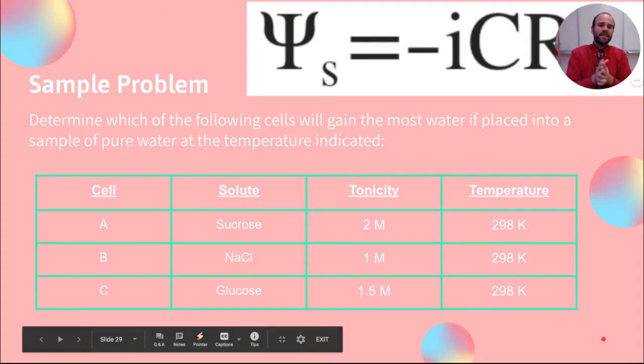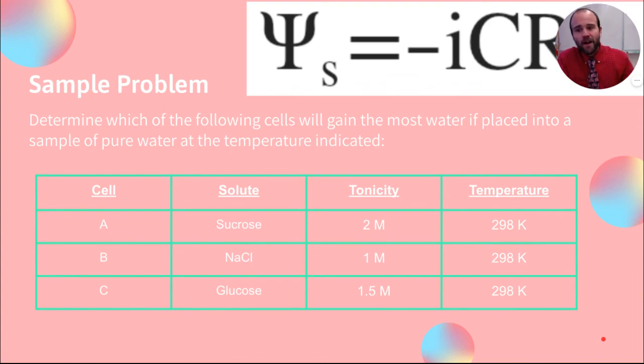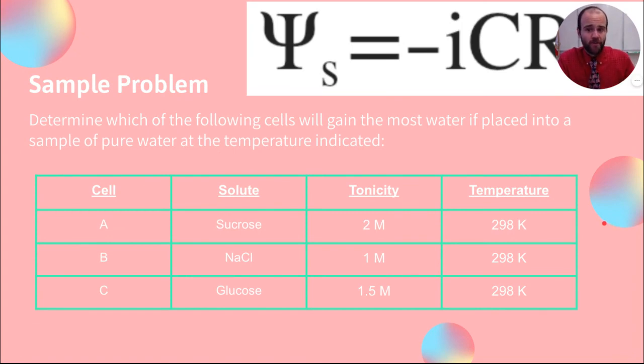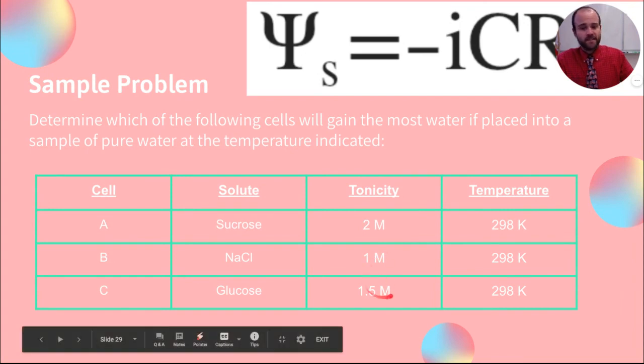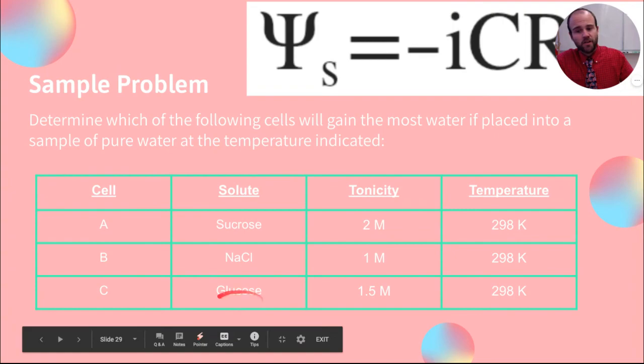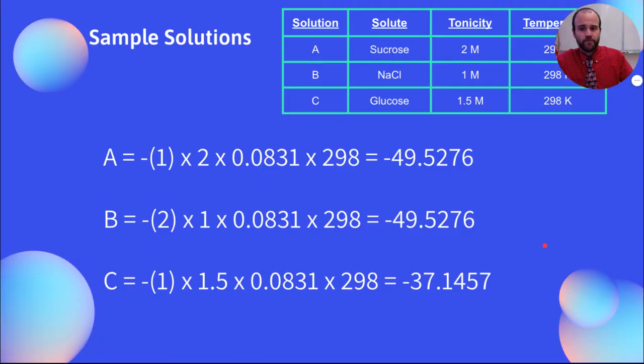So let's solve an example problem here. Let's figure out which of the following cells would gain the most water if they were placed into a sample of pure water at the same temperature. So it's always at 298 degrees Kelvin. And we have our tonicity. So cell A is 2 molar, cell B is 1 molar, cell C is 1.5 molar, and we have different solutes. So sucrose is a sugar, salt, NaCl, and glucose, another sugar.